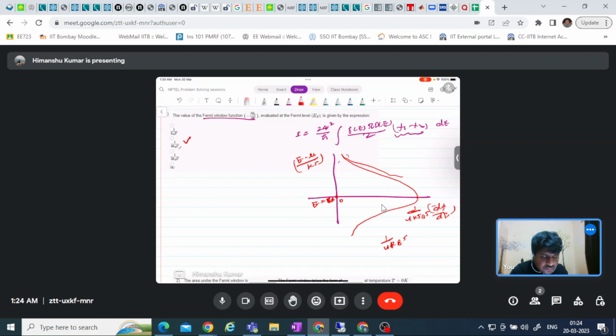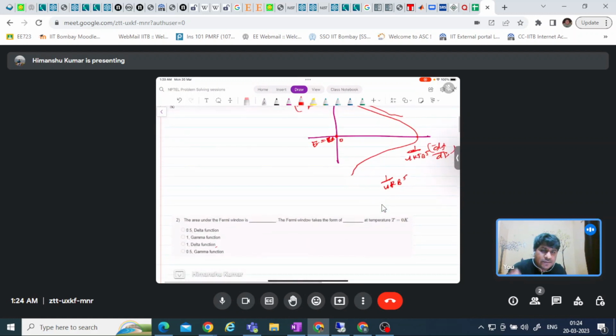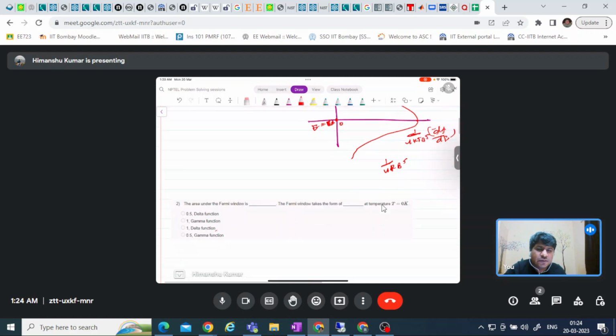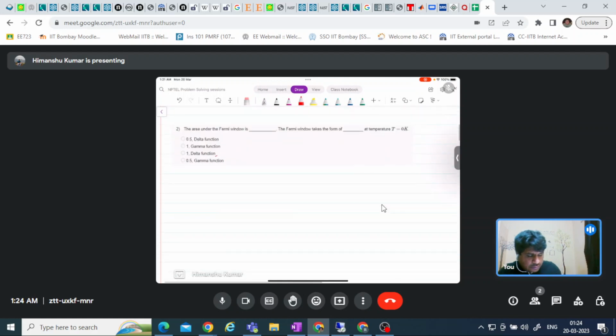If there are doubts in this problem, we can discuss, or if there are no doubts, we can move further. So the next problem: the area under the Fermi window function is dash, and the Fermi window takes something at temperature. Basically, the Fermi window function is f1 minus f2, which in the near equilibrium case is equal to minus df by dE.